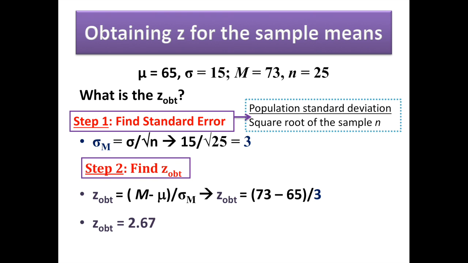Okay. So the first thing we need to do is find z obtained. And obt just stands for obtained. This is like your last chapter, where we talked about determining the z-score for a sample statistic. That's what we're doing. So first thing you need to do is find the standard error: standard deviation divided by the square root of the sample size. In this case, 15 divided by the square root of 25, or 15 divided by 5, so 3. And then put that standard error in the denominator of your z. In this case, we're calling it z obtained. So mean minus mu divided by standard error, or 73 minus 65 divided by 3. So our z obtained is 2.67.